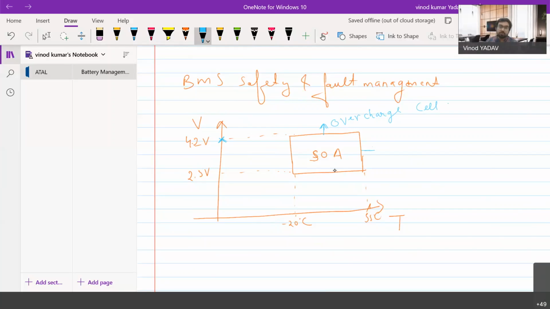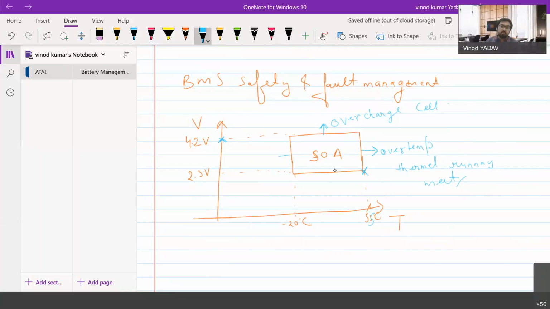Now we come towards the temperature. Our working environment, or we can say the battery, is working beyond the permissible temperature limit. So this is the over temperature limit. Here, due to the excessive temperature, there is a chance of thermal runaway. It can melt the electrolytes present in these cells.